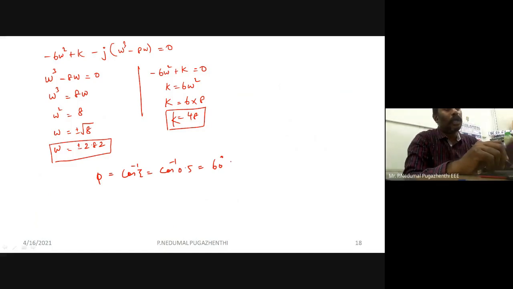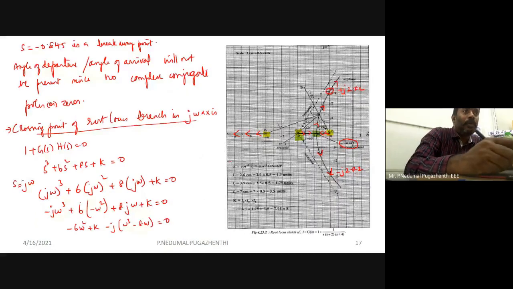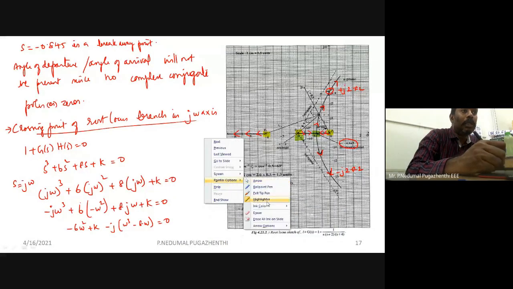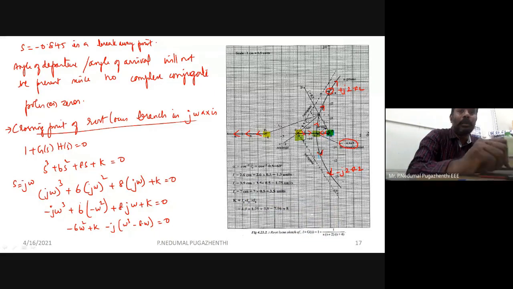Now go back to your same graph. Keep your protractor at s is equal to 0 at this point. Let me choose a light blue highlighter so that I can mark that differentiation can be done. You can see this is the point, this blue point. You keep the protractor and try to get a 60 degree angle. So you'll be getting a point here. Join these 2 points. It will try to cut your root locus at a point.